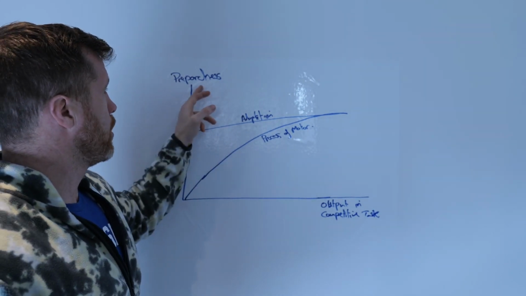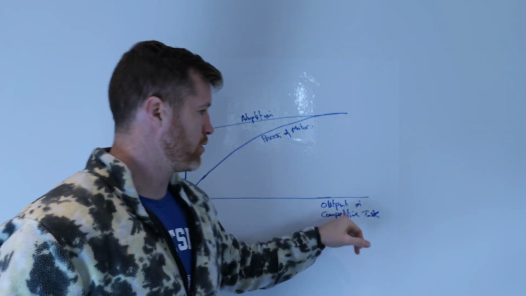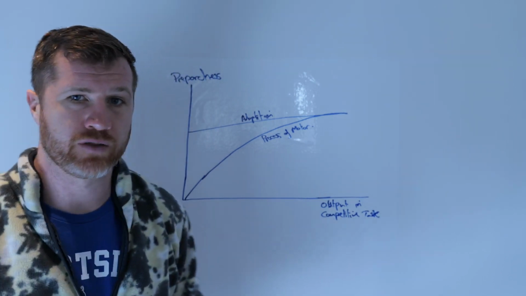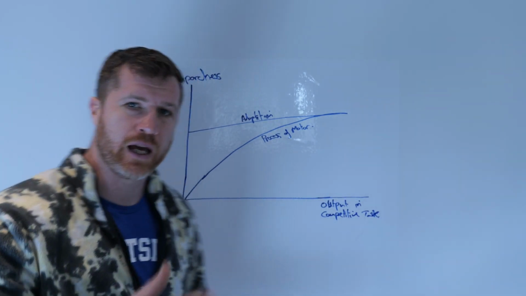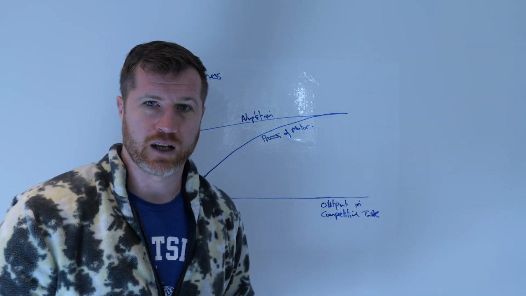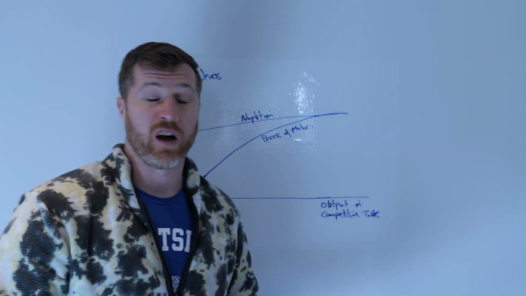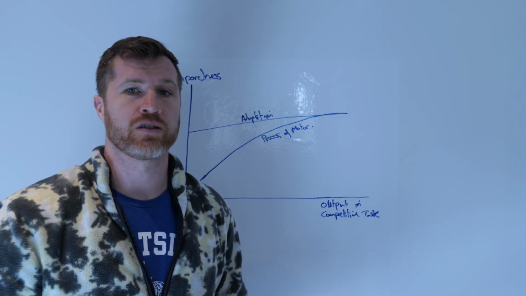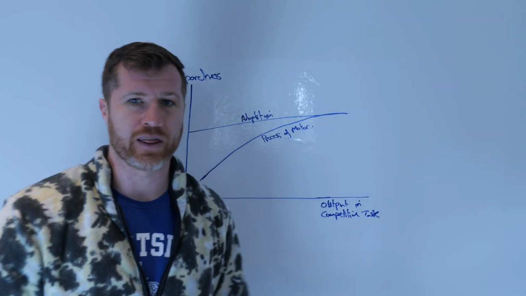So at the top here we've got preparedness, and across the bottom we've got output in competitive task. Now for the purpose of today we're going to look at the competitive task. Could be effective acceleration, so 1, 2 to 5 steps. So that is the task that we are trying to prepare the athlete for.